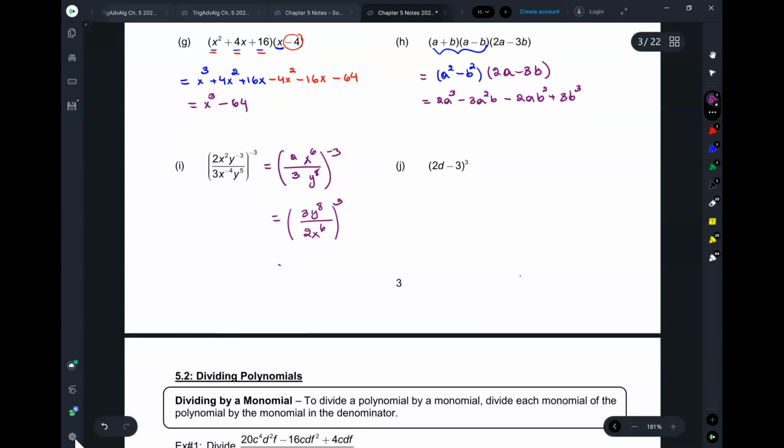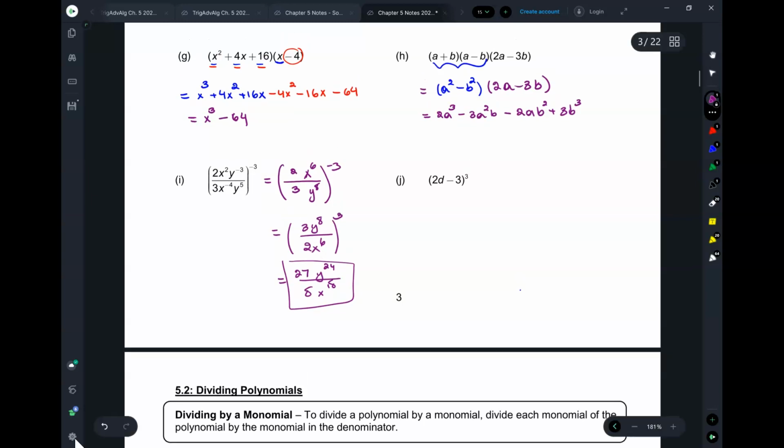And now distribute. So it's 27 y to the 24 over 8 x to the 18. I don't think there was anything new here from Algebra 1, right? I think this was all from Algebra 1. Okay, so this one here, you have a binomial cubed. We haven't learned yet the rule to do this, which we will in this chapter, but first, you're just going to multiply this by itself 3 times.